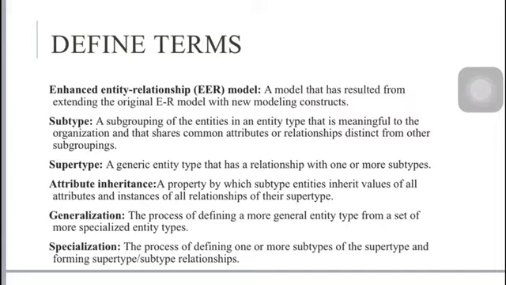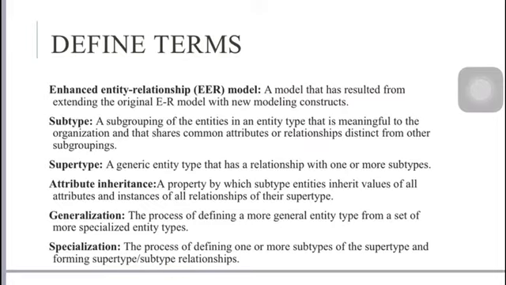Next, subtype. What is a subtype? A subtype is a subgrouping of the entities in an entity type that is meaningful to the organization and that shares common attributes or relationships distinct from other subgroupings. Next, supertype. A supertype is a generic entity type that has a relationship with one or more subtypes. Then, attribute inheritance. Attribute inheritance is a property by which subtype entities inherit values of all attributes and instances of all relationships of their supertype.